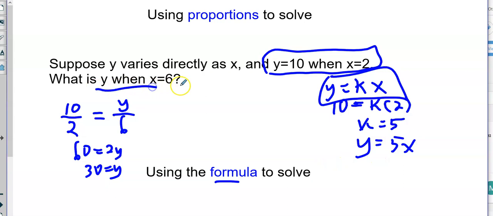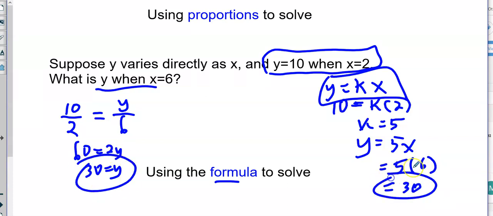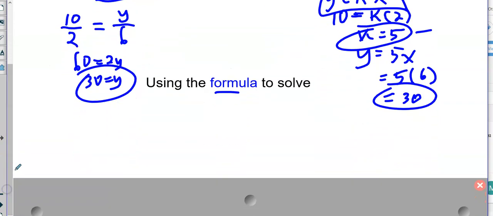Now it says, what is y when x equals 6? We'll plug in 6. That would be 5 times 6, which is 30. So y equals 30. Either way, you get the same answer. With this method, you know the constant of proportionality. Sometimes I'll ask you, what's the constant of proportionality and what is y when x equals 6 or something. So I may ask you both things in the same problem.